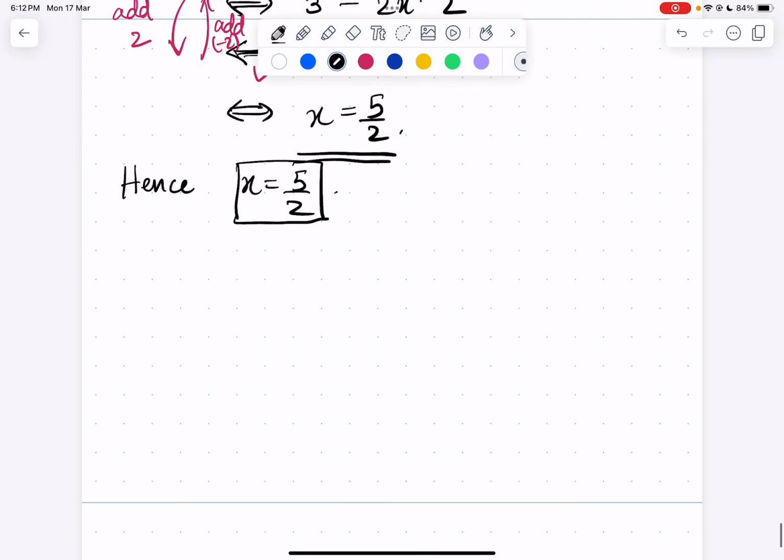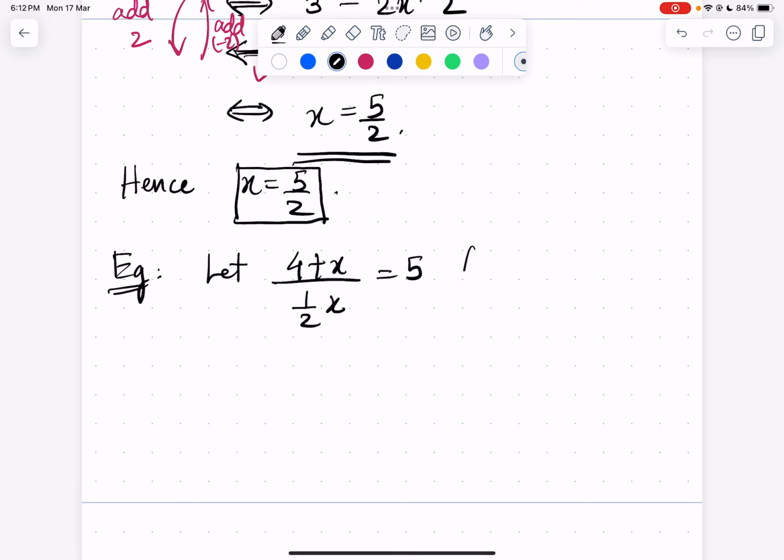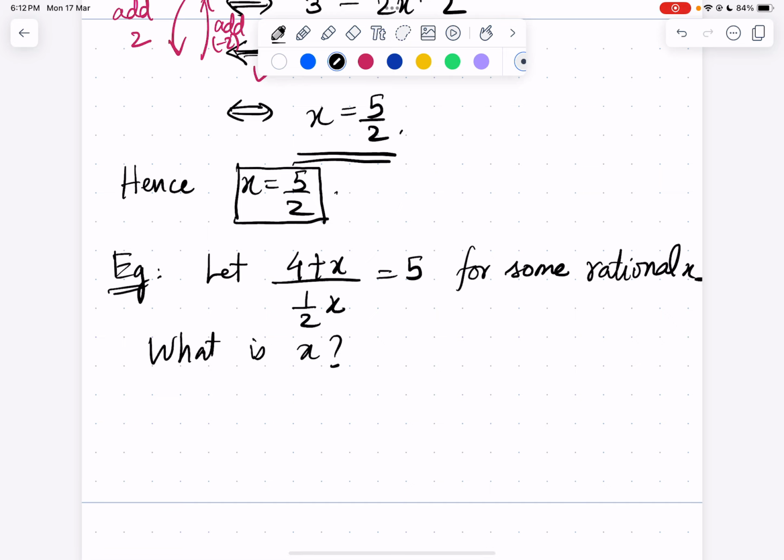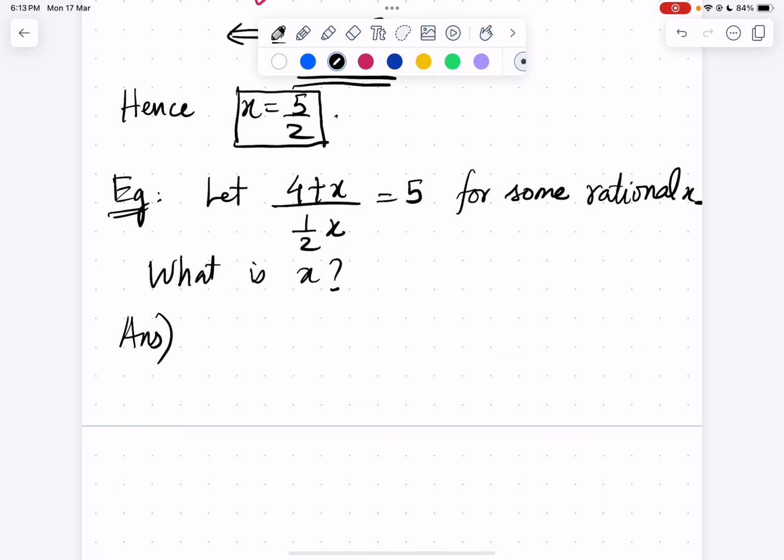Okay. So another example. Let (4 plus x) by half of x equals 5 for some rational x. What is x? So we have (4 plus x) by half of x equals 5.